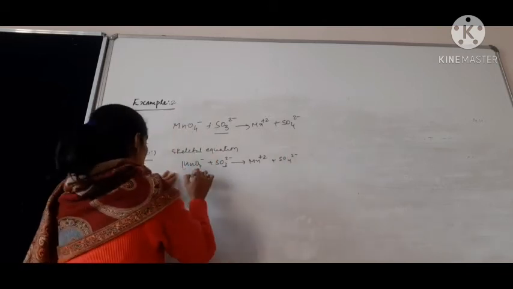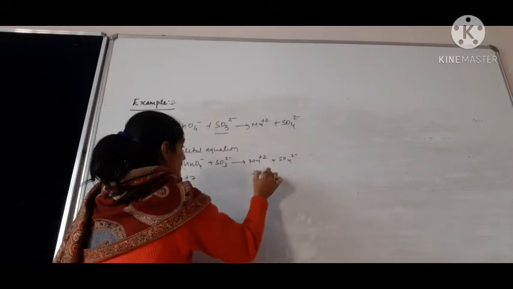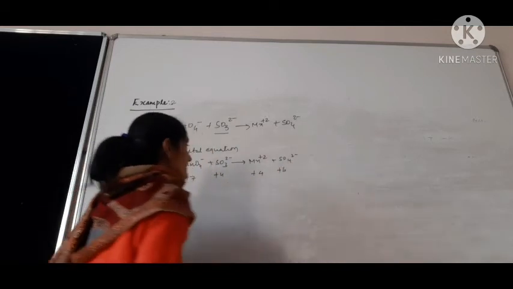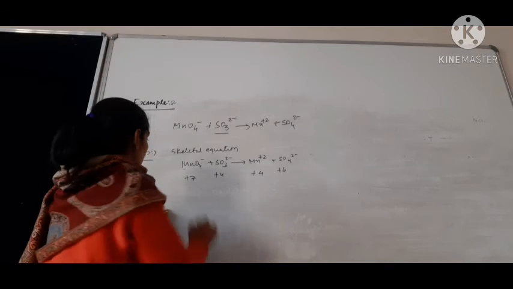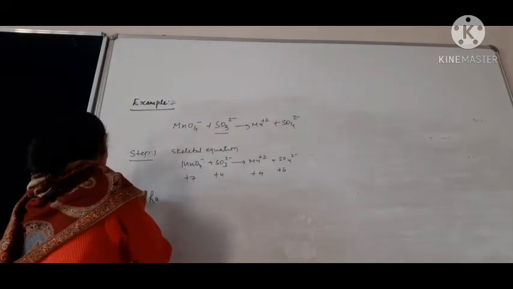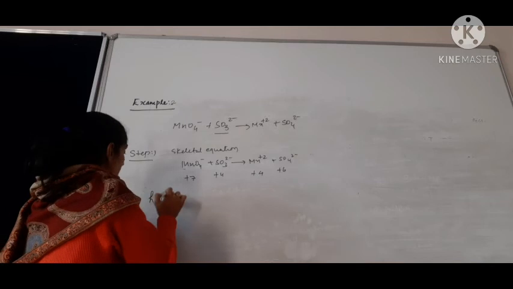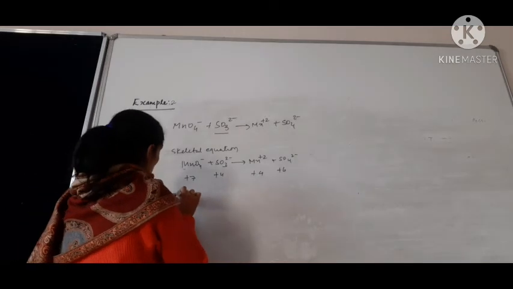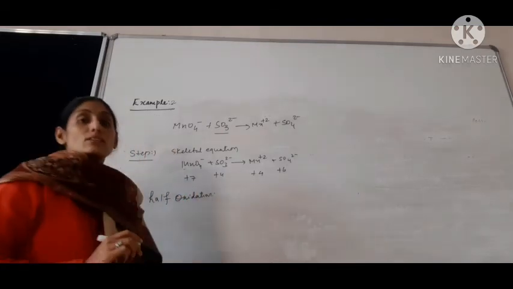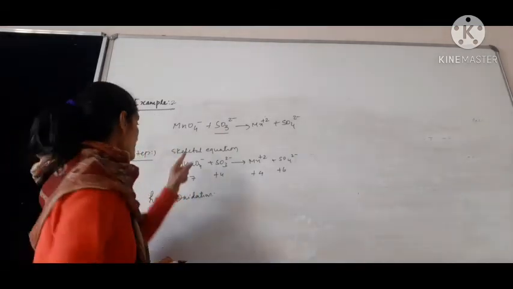Here we have the charge plus 7, here we have plus 4. Here we have plus 4 for sulfur, and plus 6 is for sulfur in the sulfate ion. So in step 2 we are writing the half oxidation and half reaction by the oxidation number. Half oxidation is the one in which there is an increase in the oxidation number.